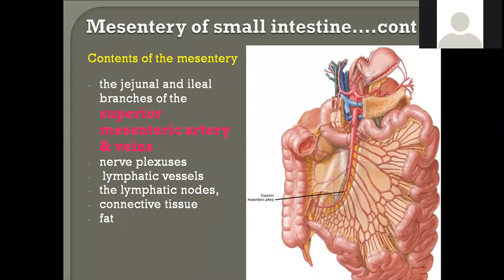I'm repeating. During embryological development, in the gastrointestinal tract we have one tube which is subdivided into 3. Anteriorly we have foregut, then midgut, then hindgut. Understanding? So the artery of foregut is celiac trunk. Make a note. Artery of foregut, celiac trunk. Artery of midgut, superior mesenteric artery. Artery of hindgut, inferior mesenteric artery.